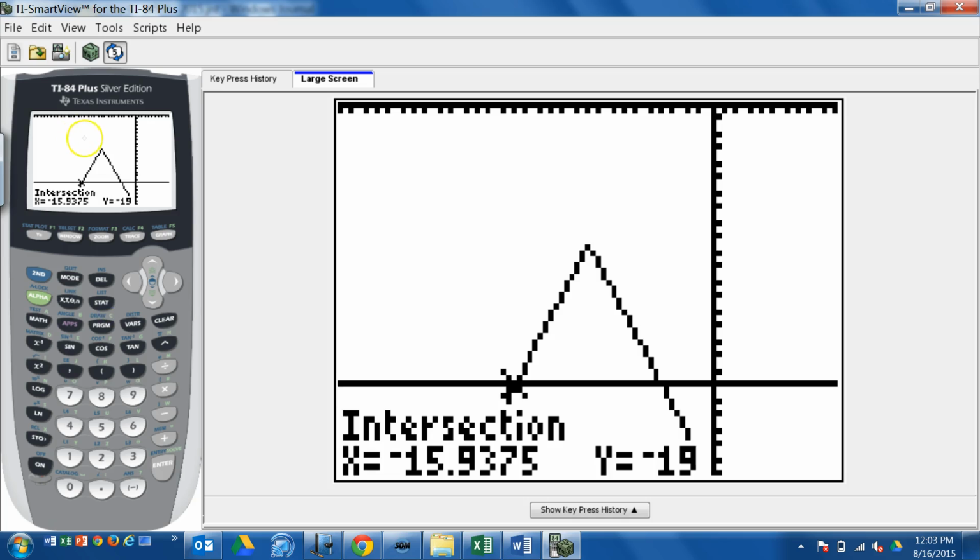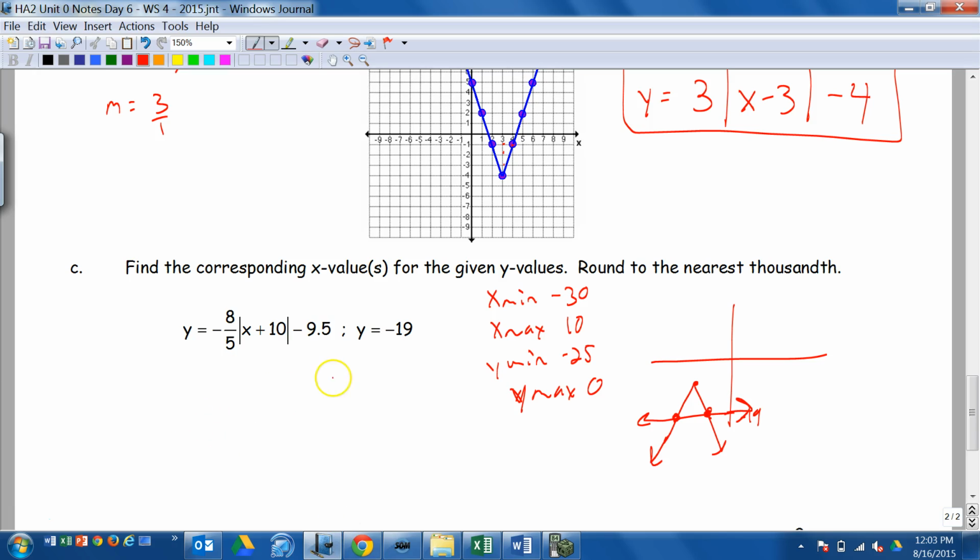And you get that when y is -19, one of the answers is -15.938. It said round to the nearest thousandth. That's 3 decimals. So negative 15.938. So x equals negative 15.938. The point here is negative 15.938 comma negative 19. And then we have to do it one more time.